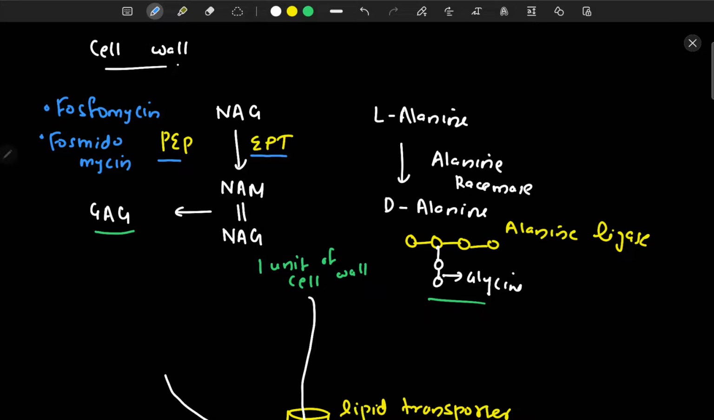There is another group that is called cycloserine. So this drug cycloserine is an analog of D-alanine, and it competitively blocks the alanine ligase as well as the alanine racemase. So these two enzymes are blocked. So there is no synthesis of the peptide chain. So there is no synthesis of the cell wall.